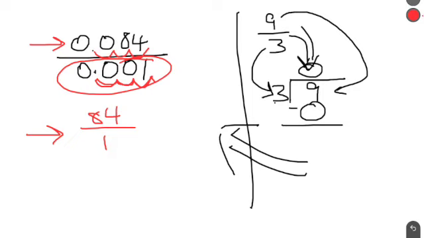So once we do that, our problem becomes 84 divided by 1. That's what happened when we moved the decimal point over, 1, 2, 3, in the numerator. So this becomes 84 divided by 1. Okay, let's look at another scenario.